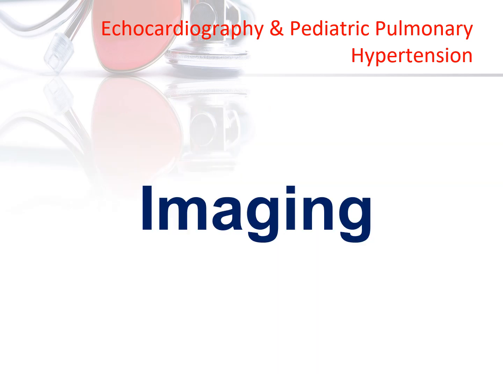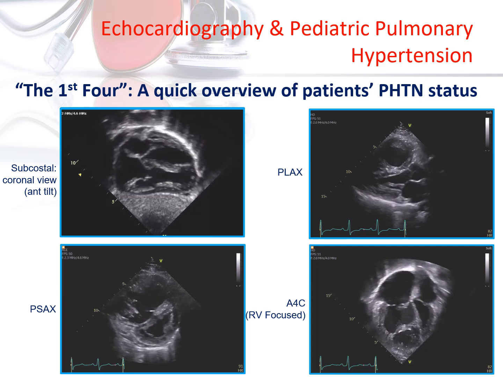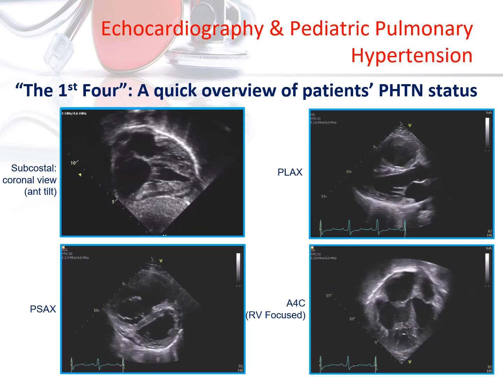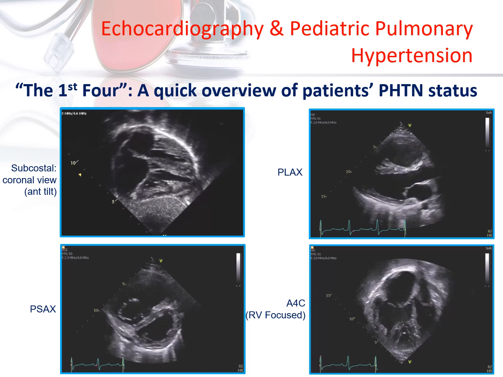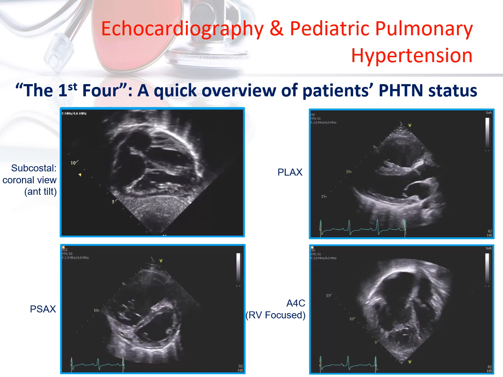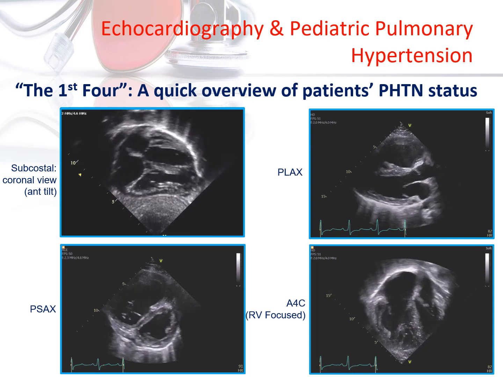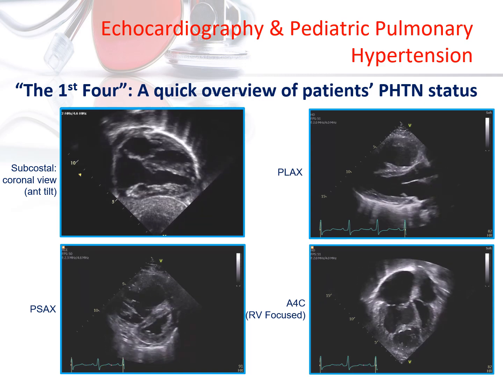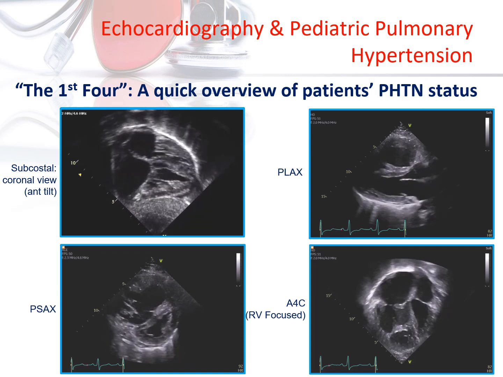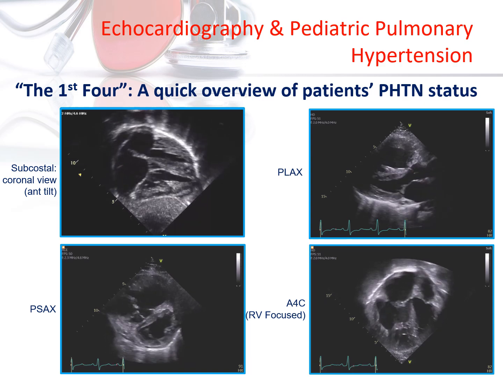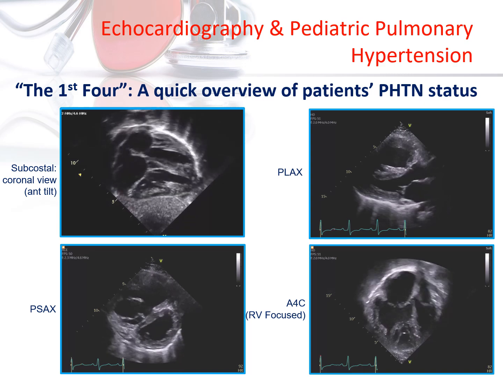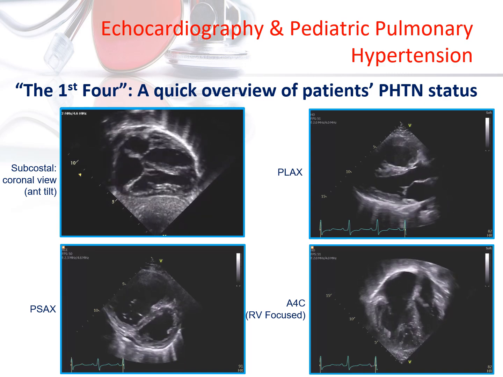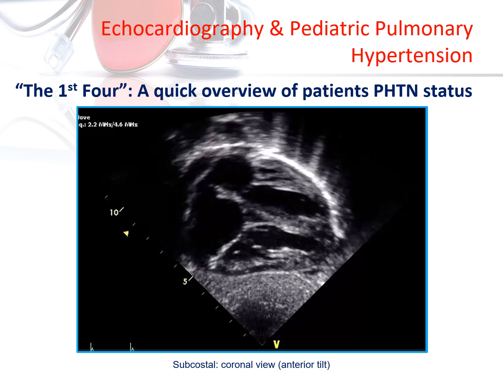All right, let's get into imaging. The first 4, a quick overview of the patient's pulmonary hypertension status. This is a really great set of imaging. It gives both you and the physician a quick snapshot of what's going on with the patient. It's actually the first 4 images in our pulmonary hypertension protocol here at Children's. It's going to start with the subcostal coronal view with a slight anterior tilt, then parasternal long axis, parasternal short axis, and then finally apical four chamber with an RV focus. Okay, let's look at each of these a little closer.